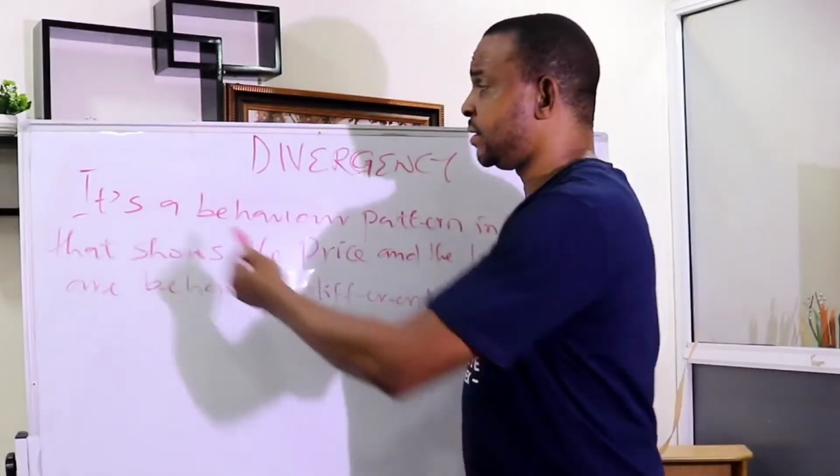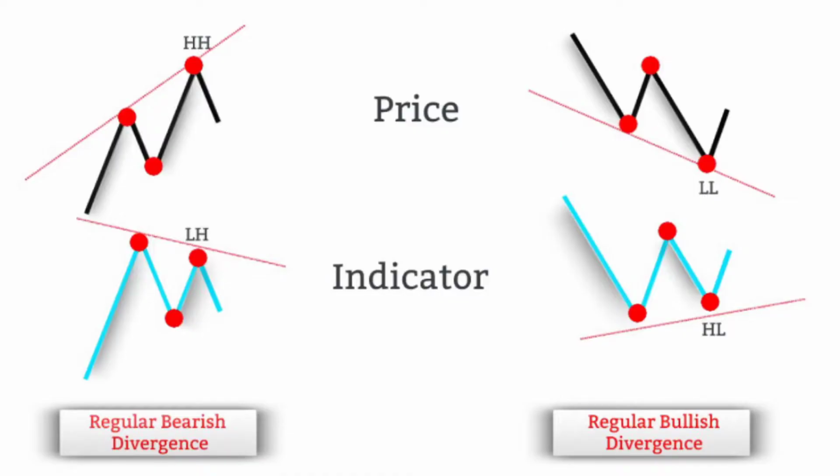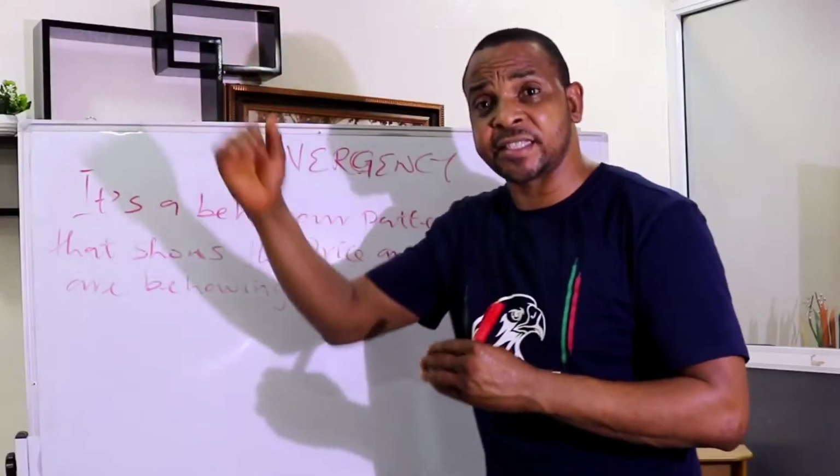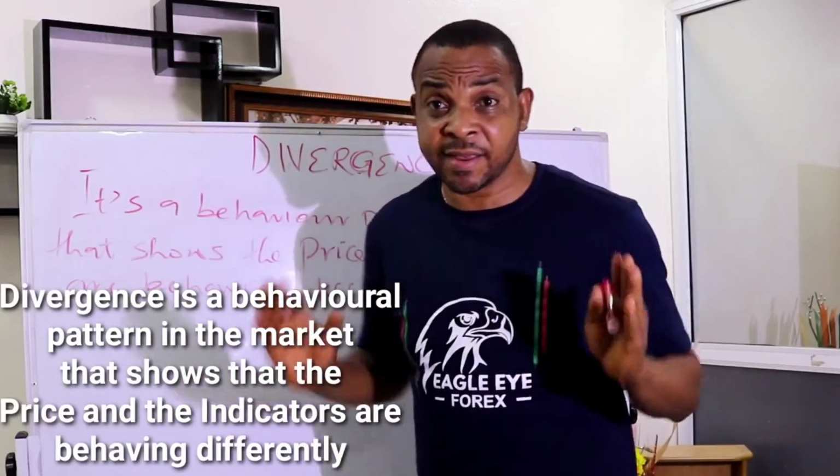Divergence now means it's a behavioral pattern in the market that shows that the price and the indicator are behaving differently. They are not doing the same thing.